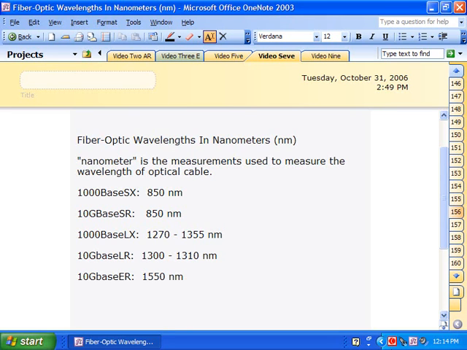So I'm not going to read each one of these to you. Feel free to pause the video if you want to make some notes here. Do note that 1000 base SX and 10G base SR are the same, 850 nm. And again, feel free to pause the video and jot these down if you like.